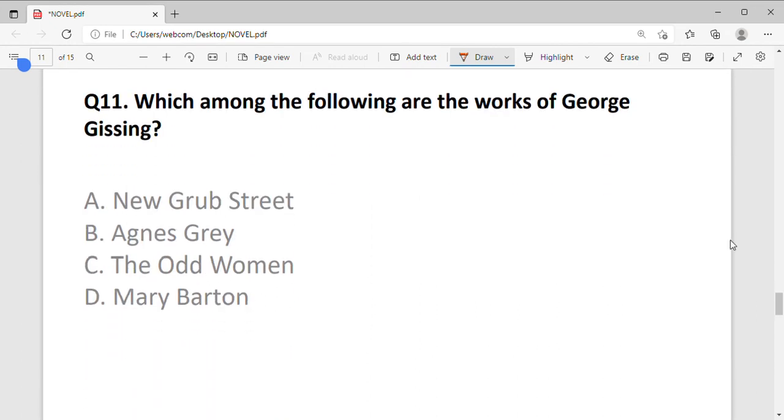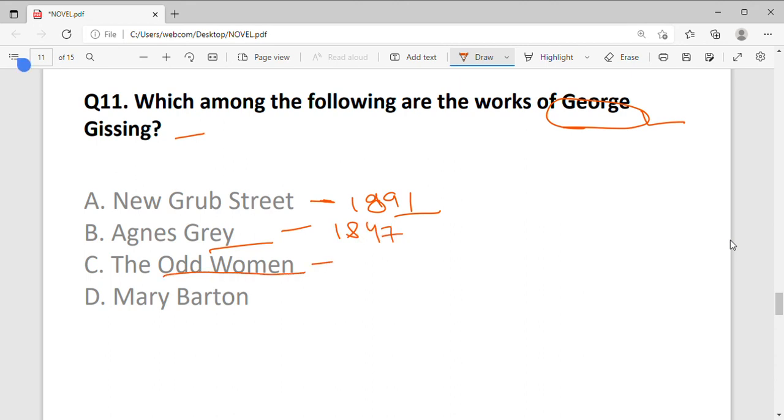Which among the following are the works of George Gissing, another Victorian writer we have here? New Grub Street is a novel published in 1891. Agnes Grey is a book by Anne Brontë, Charlotte Brontë's sister, published in 1847. The Odd Women talks about women and how they're living their life in society, how their life is. Published in 1893 by George Gissing. So these are the two novels we have here by George Gissing. The first one is this, the second one is this.